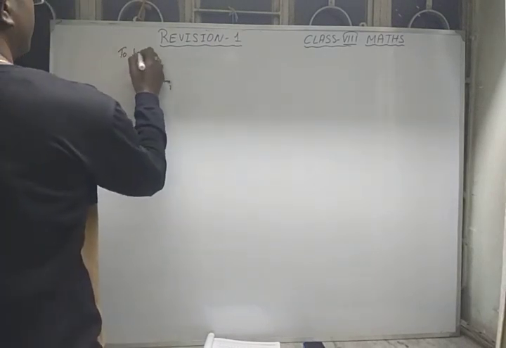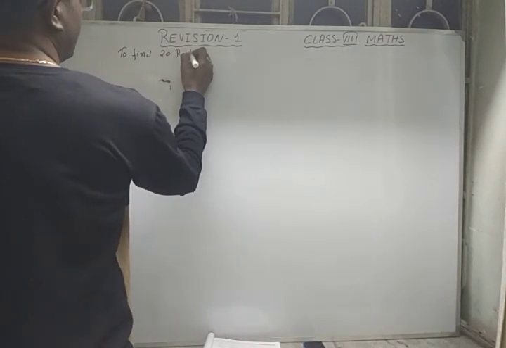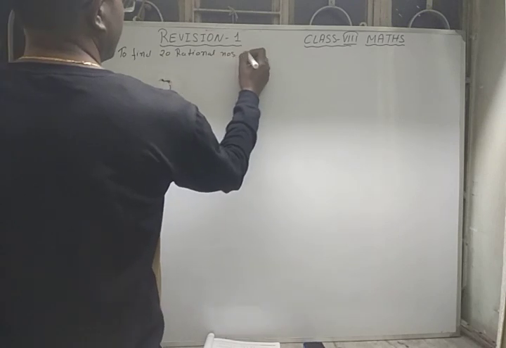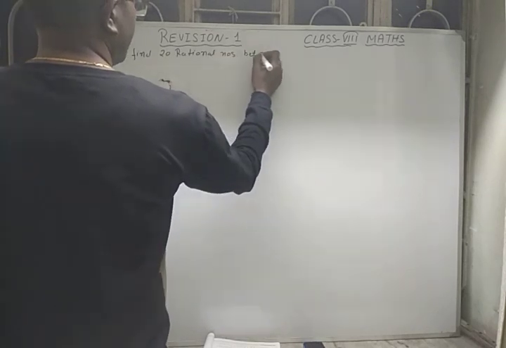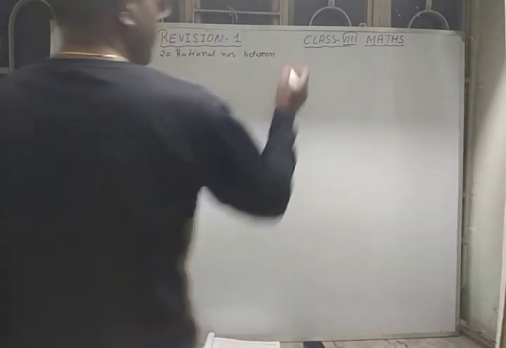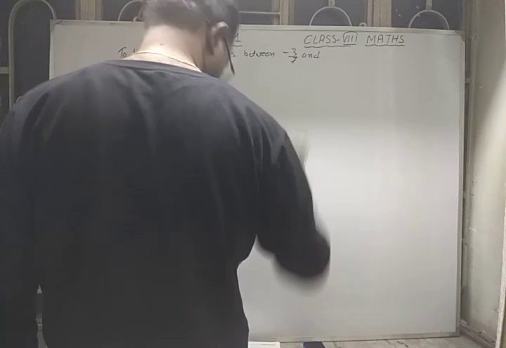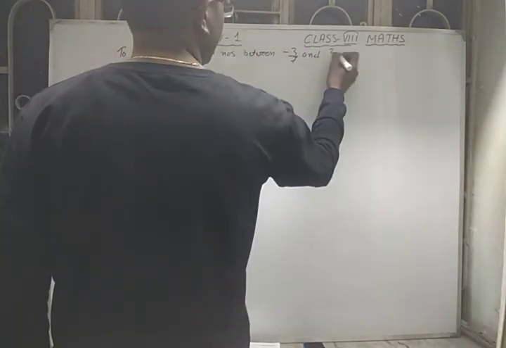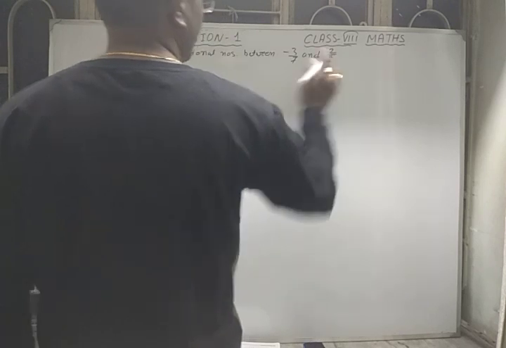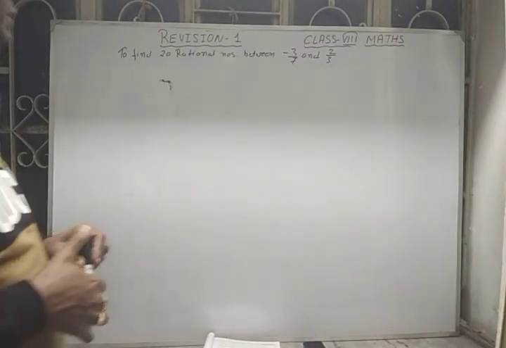To find 20 rational numbers between -3 by 7 and 2 by 3, okay. Now there are so many ways to find rational numbers between two rational numbers.